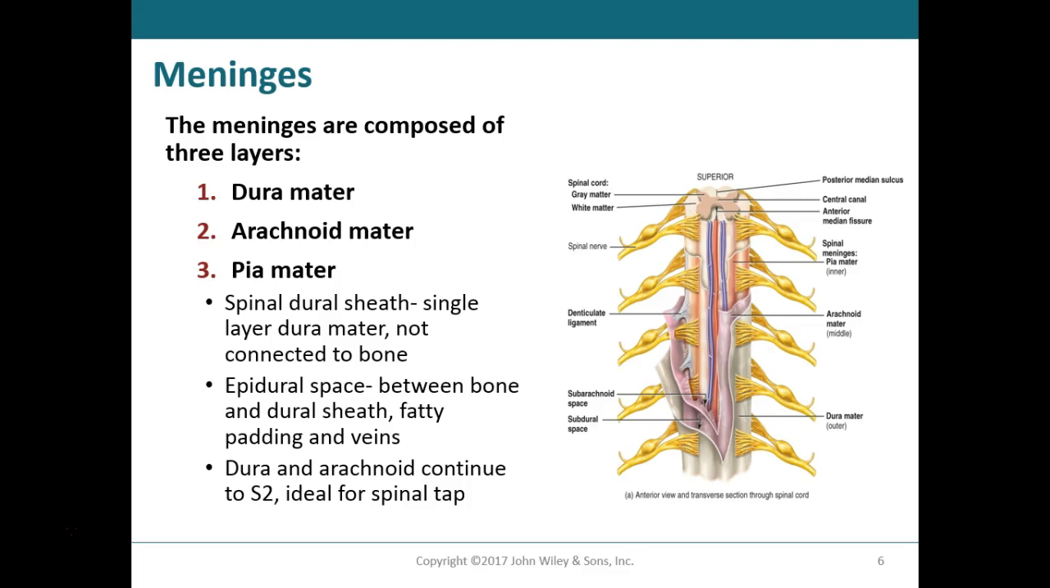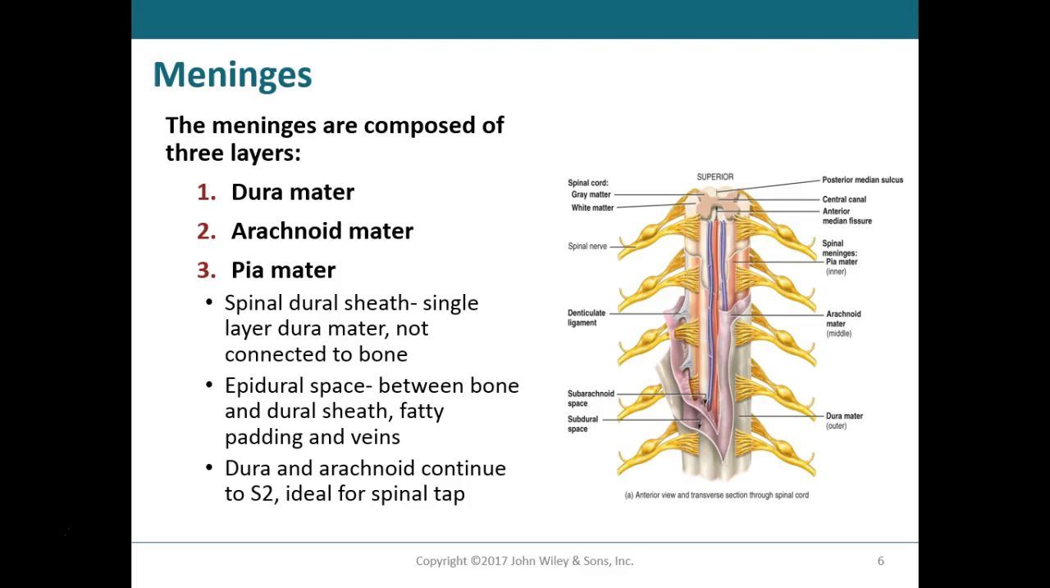So it's deep to the dura mater and continuous through the foramen magnum with the arachnoid mater of the brain. Between the dura mater and the arachnoid mater is a very thin subdural space that contains interstitial fluid. Now remember, a while ago we saw epidural, that was above the dura. The subdural space is going to be below the dura.